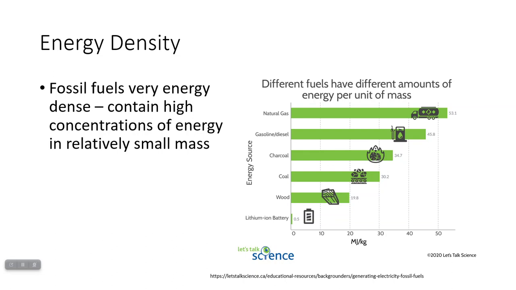So if you look at this diagram, this shows the energy density of various fuels. You'll see wood has a pretty good energy density, coal has an even better one, and something like natural gas has almost between 2 and 3 times as much energy per unit of mass as something like wood does.